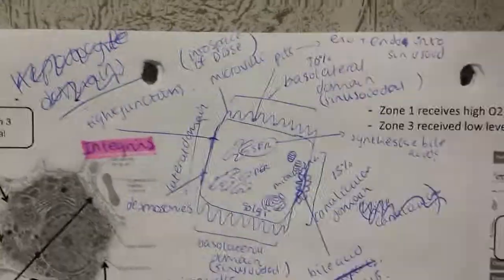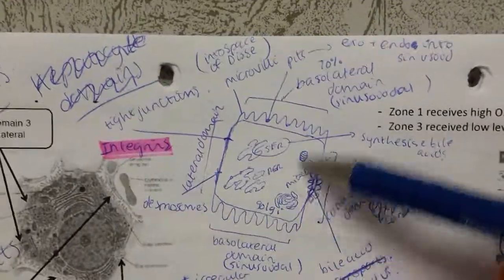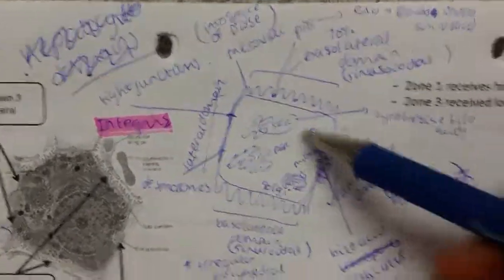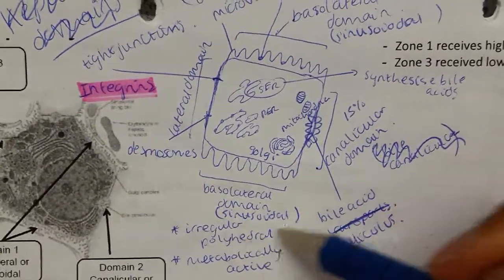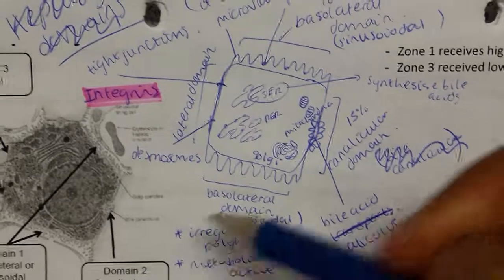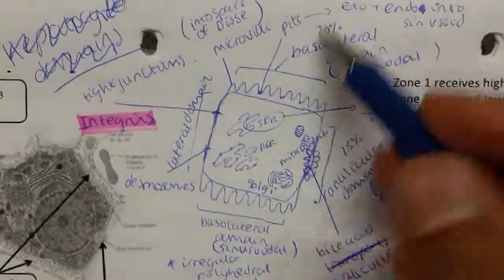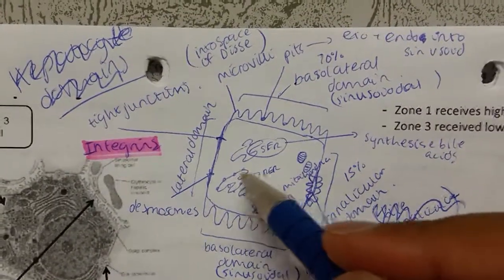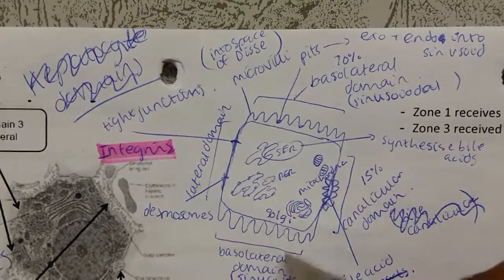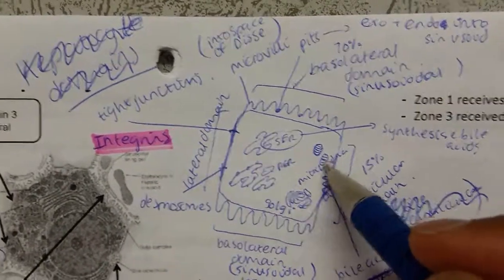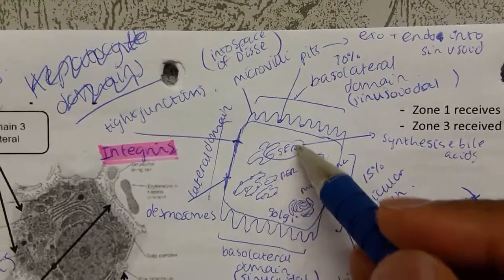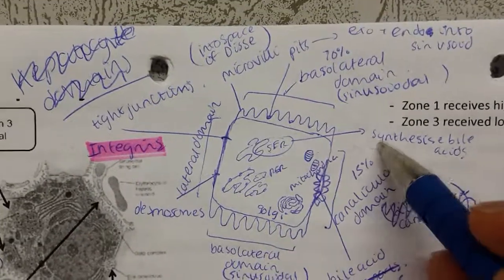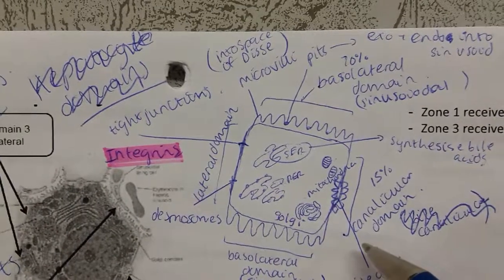So now looking at the hepatocytes themselves, they're irregular polyhedral cells and they're metabolically active. So this gives you a clue as to what they contain. They contain rough endoplasmic reticulum, Golgi, mitochondria as shown here, and smooth endoplasmic reticulum. The smooth endoplasmic reticulum is for the synthesis of bile acids from cholesterol.